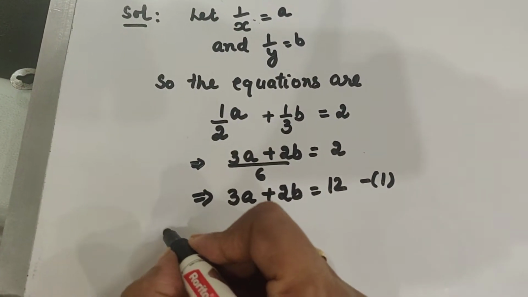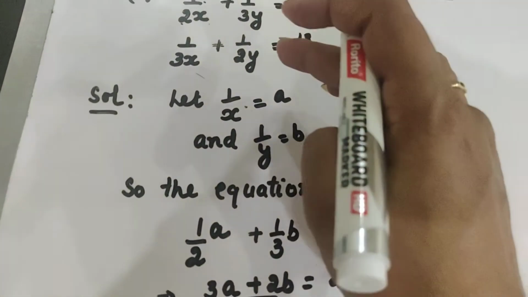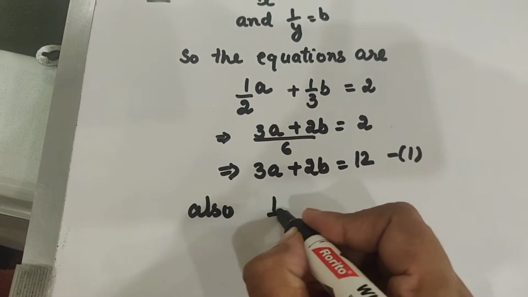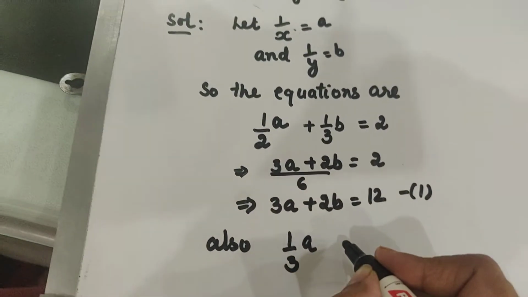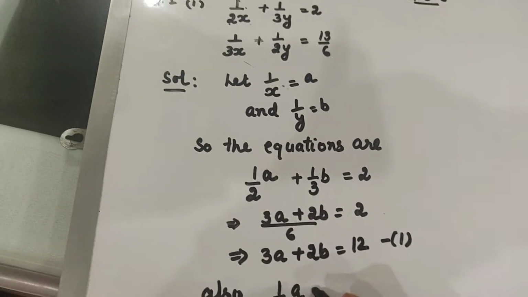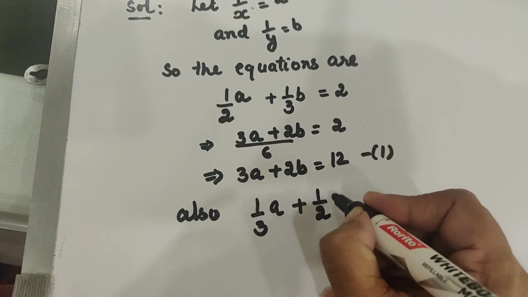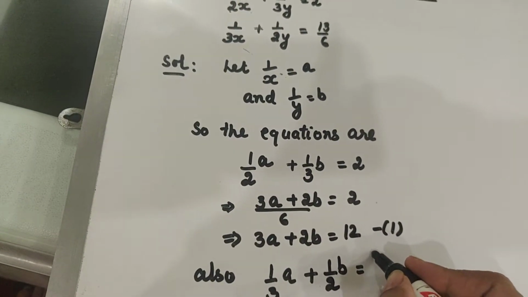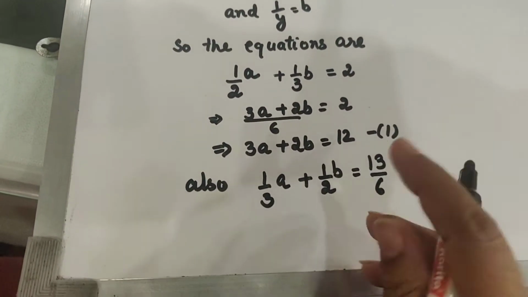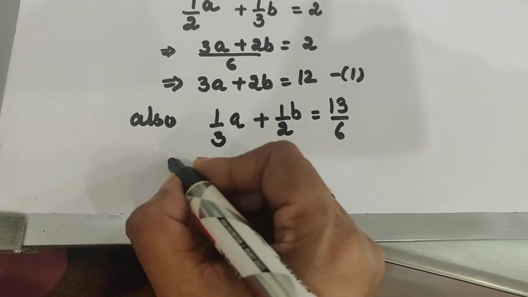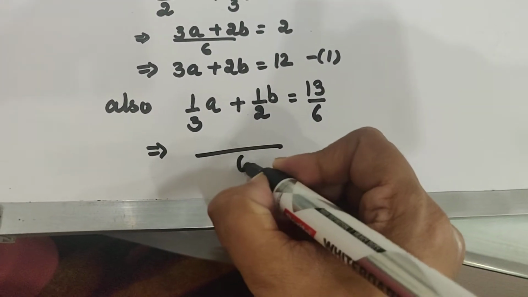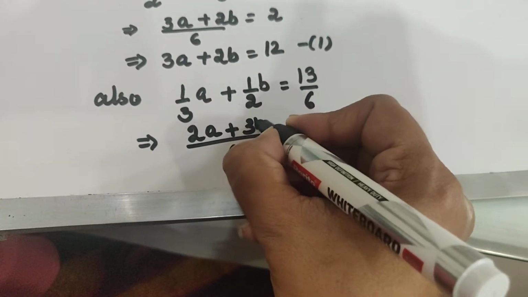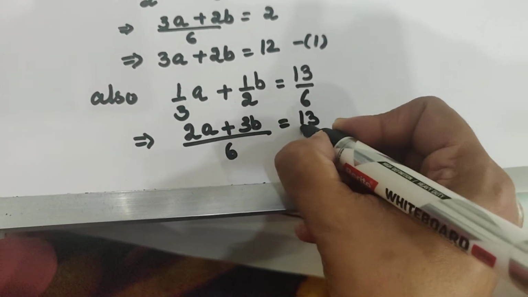Now also let us see what will be the second equation now. This is 1 upon 3x. So it will be written as 1 upon 3a plus 1 upon 2b is equal to 13 upon 6. Okay. Now again we will take the LCM to bring this equation in the simpler form. This will become, LCM will be 6, 2a plus 3b is equal to 13 upon 6.